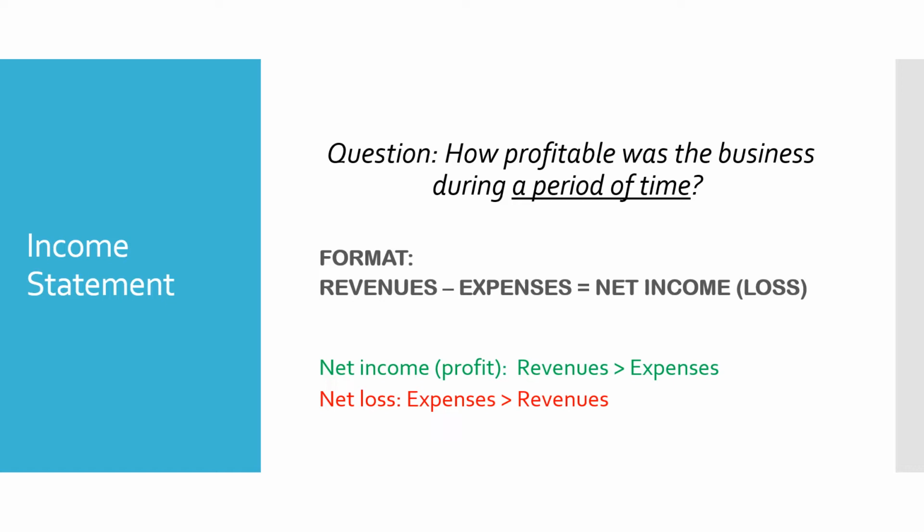So we've looked at an income statement before. Recall that the format of an income statement is revenues minus expenses equal net income. If revenues are greater than expenses, we'll have a net income. If expenses are greater than revenue, we're going to have a net loss. Revenues and expenses are listed on your income statement in order to calculate net income or loss.